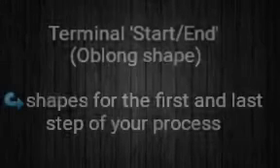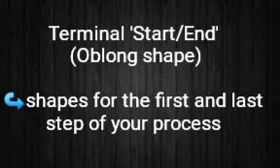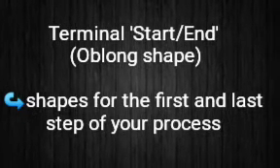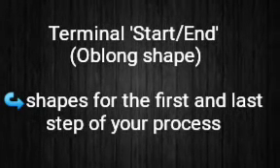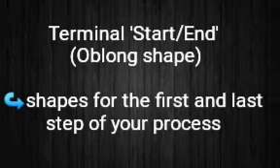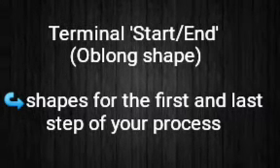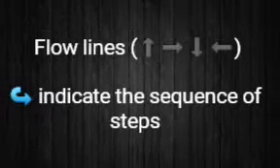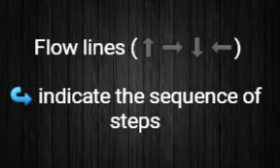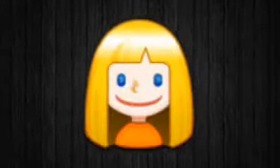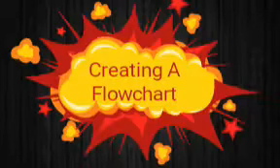Next is terminal, or start and end. This is an oblong shape. This shape is for the first and last step of your process, or it represents a beginning or an ending. Next are the flow lines or the arrow. It indicates the sequence of steps. So we need those flowchart symbols in order to create a flowchart. And now that you have learned those basic flowchart symbols, we can proceed to creating a flowchart.